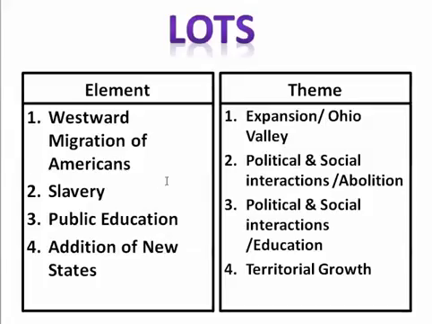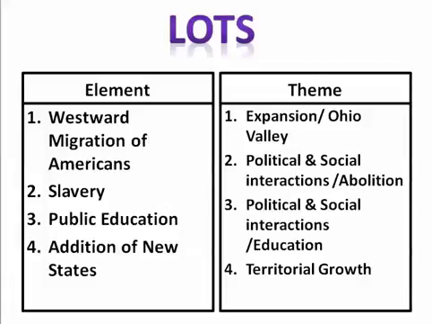1, westward migration of Americans, and the theme there is going to be expansion in the Ohio River Valley. 2, slavery, and that's going to be political and social interactions, the beginning of abolitionism or the ending of slavery. 3, public education, political and social education, public schools. And 4, the addition of new states, and how to deal with territorial growth would be a theme there.